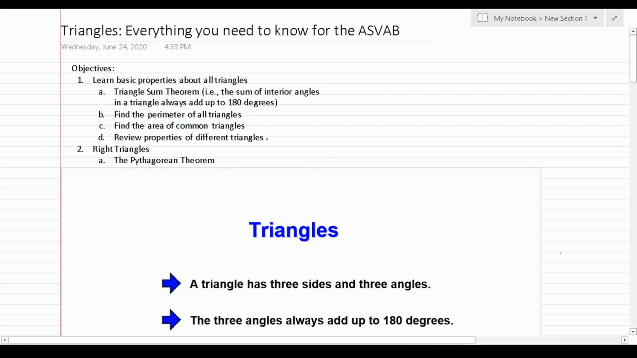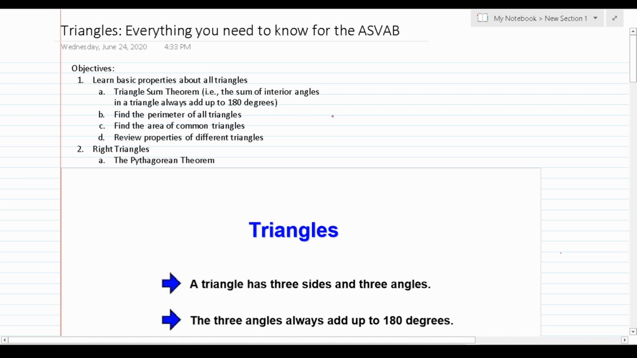And eventually, I'm going to discuss some properties of different types of triangles you have to know how to deal with on the ASVAB. Later in the week, I'm going to finish my discussion on triangles by devoting a large part of my discussion to right triangles, notably the Pythagorean theorem.